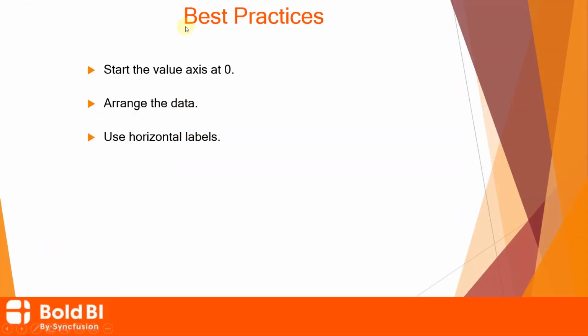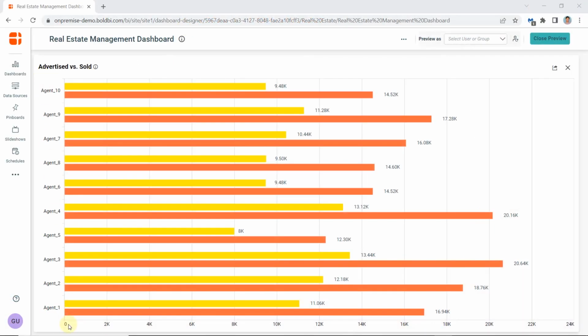Let's take a look at some of the best practices for using a bar chart. Start the value axis at 0 to visualize data differences clearly in the chart. Arrange the data in ascending or descending order when it is not time dependent. Also, use horizontal labels to improve the readability of the chart.